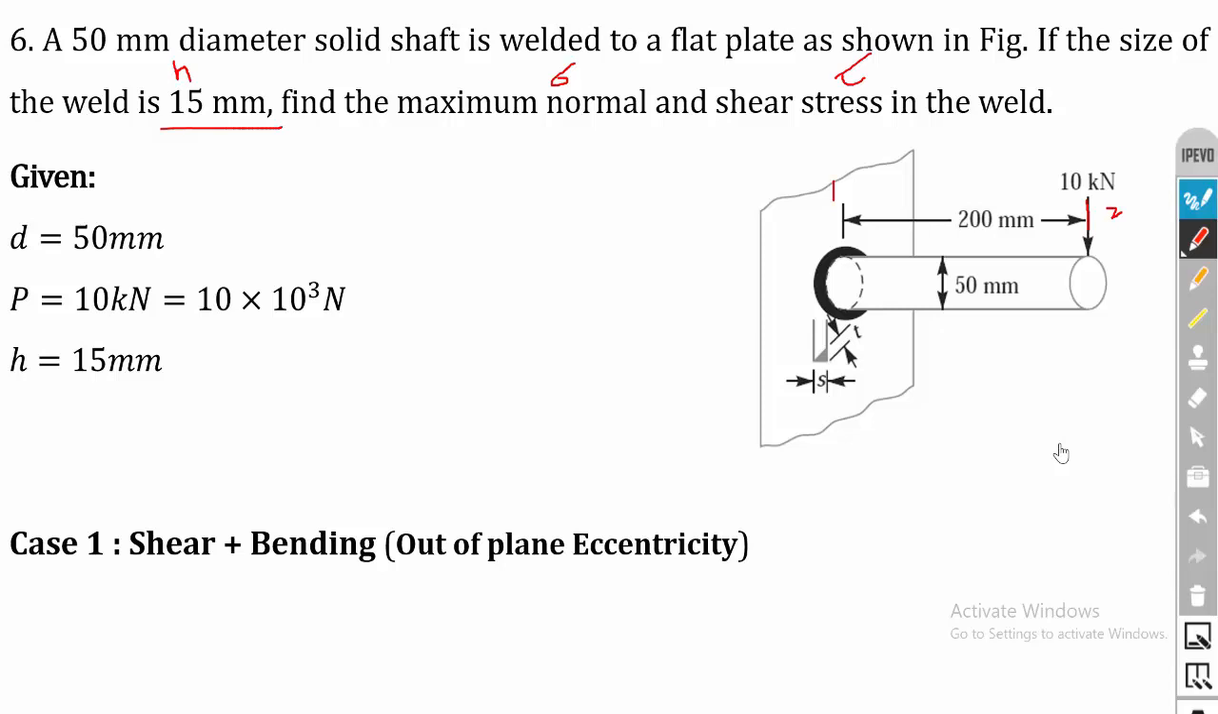And we know that for out of plane eccentricity, the primary stress is shear and the secondary stress is bending. The eccentricity is 200. The given data are: the diameter of the shaft is 50, the load is 10 kilonewton, that is 10 into 10 power 3 Newton, and h is equal to 15. We have to find sigma max and tau max.